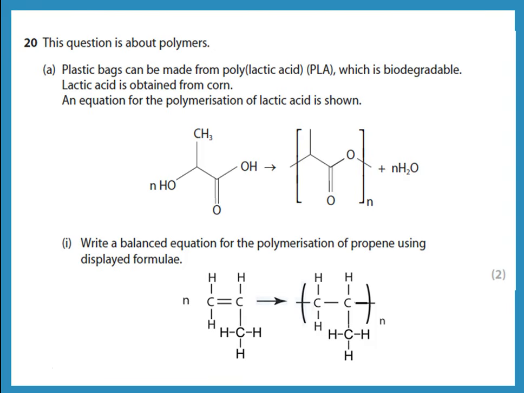Remember that he says write a balanced equation, and that means I will be starting with n number. Can you see that small n before it? N number of propene molecules will join together and form a long chain in which this repeat unit is repeated n times. So we put a bracket with a small n around the product.